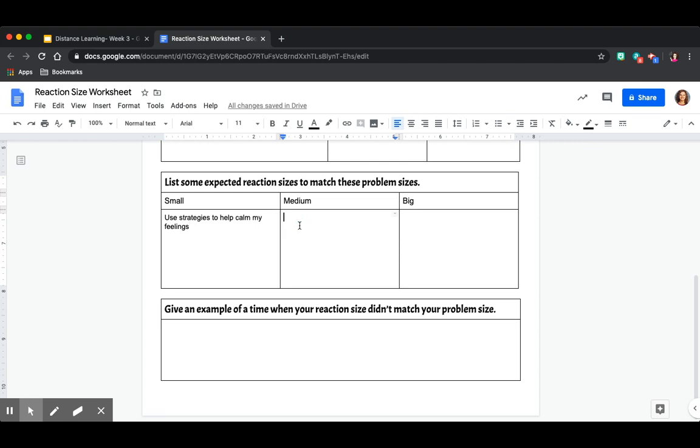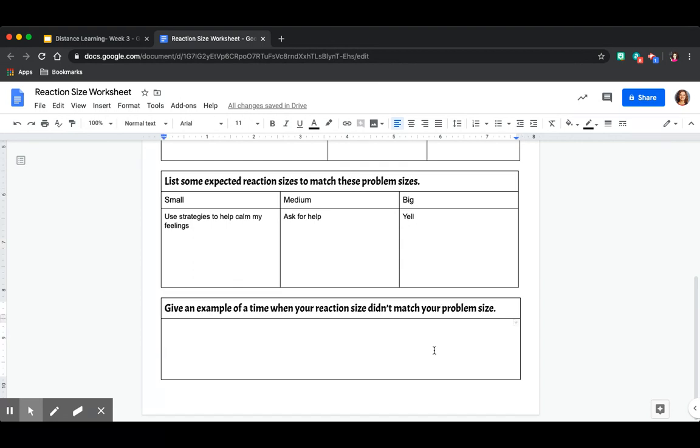An example for the medium one would be ask for help. That would definitely be an expected reaction to a medium problem. If you had a huge problem, it would be okay if I yelled. It would be okay if I screamed or ran away.